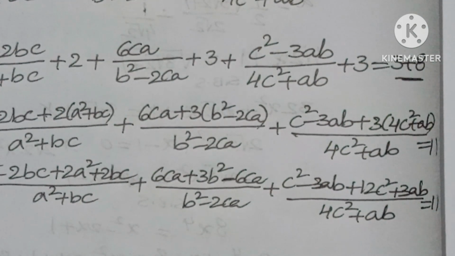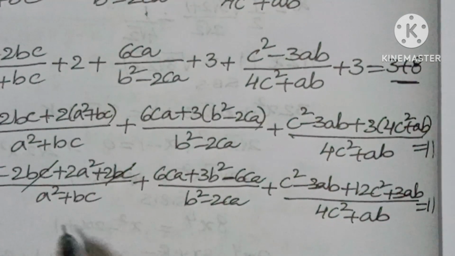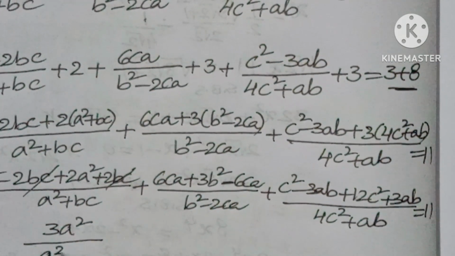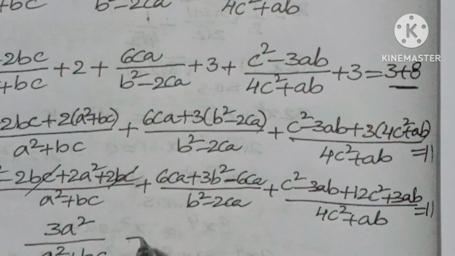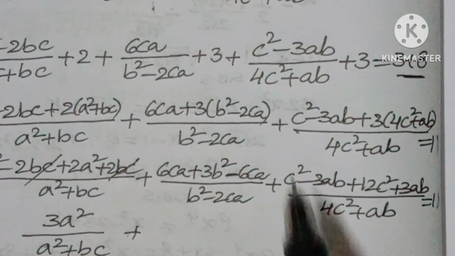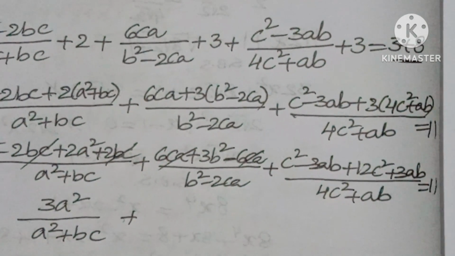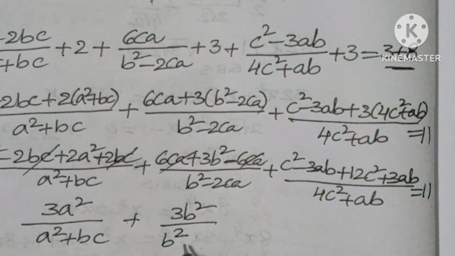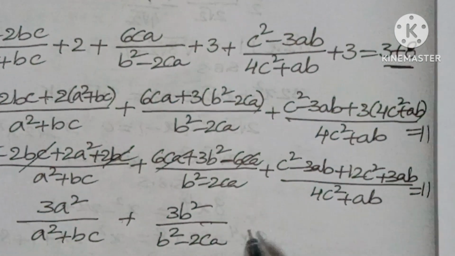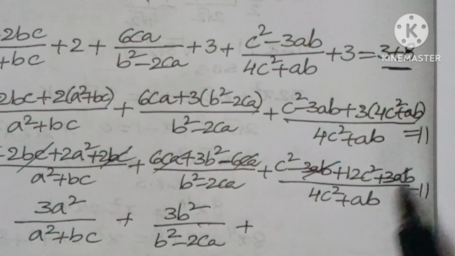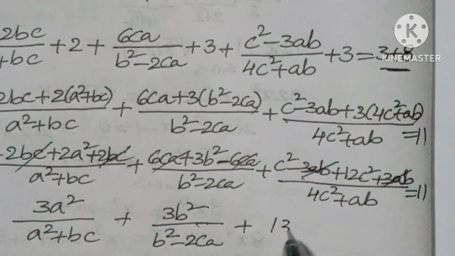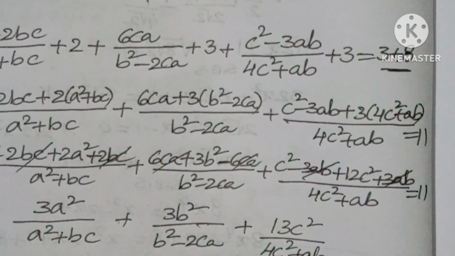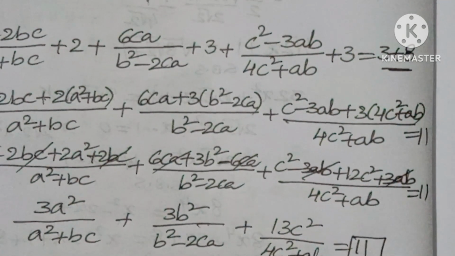Now the problem is solved. 2bc cancels. You will get 3a square over (a square plus bc), plus, 6ca cancels, here you'll get 3b square over (b square minus 2ca), plus, 3ab cancels, 13c square over (4c square plus ab) is equal to 11.